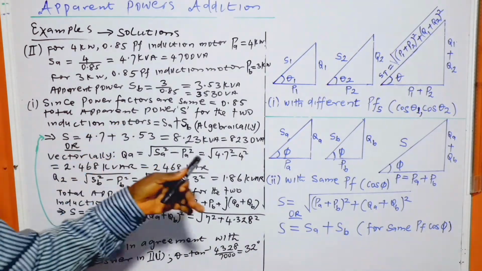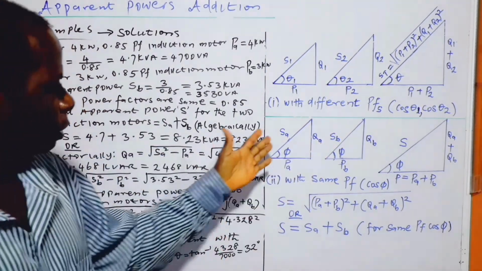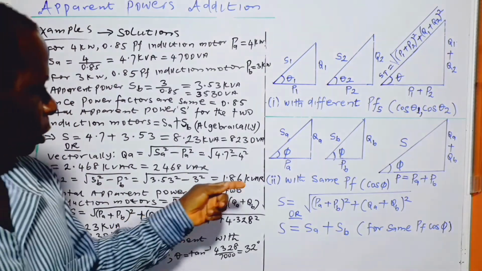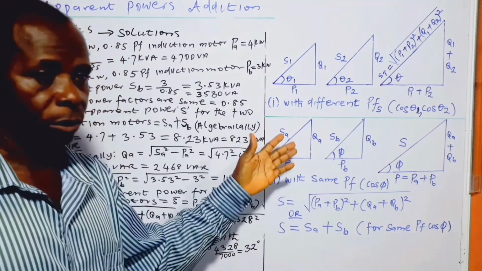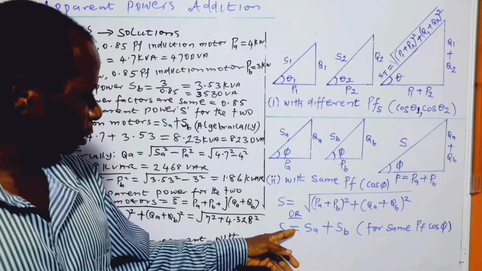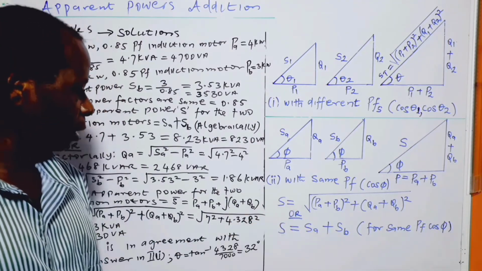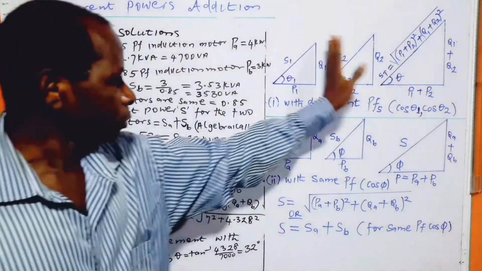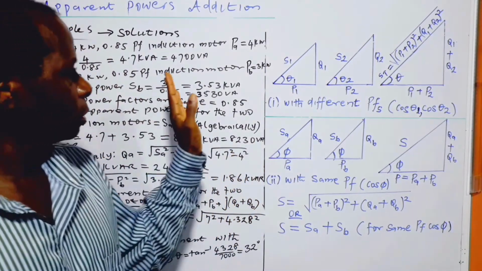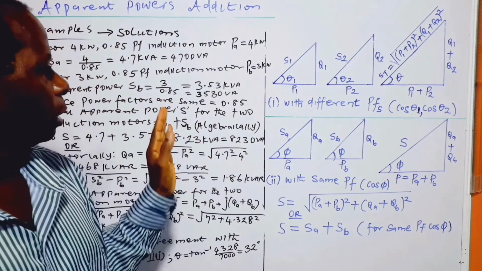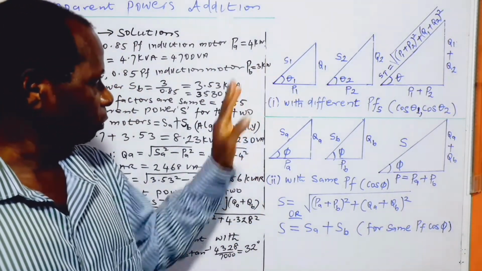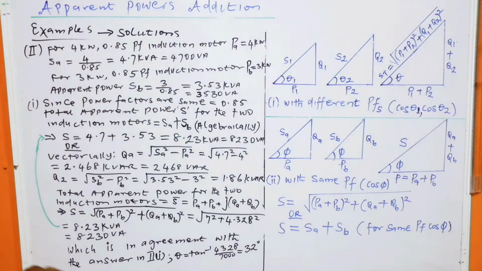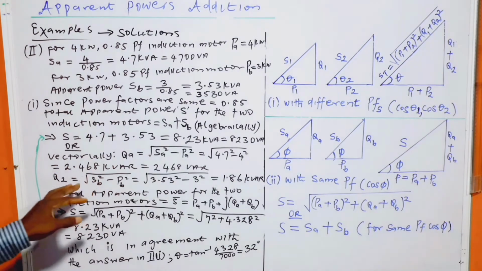Since I said that this is category 2, if the power factor is the same for all the induction motors or the inductive loads, the apparent powers can be added up algebraically. And this is what is here. Now, it can be added up algebraically, or it can also be added up vectorially, unlike in situation 1, where the power factors are different and the phase angles are different. So the addition can only be done vectorially. The algebraic sum will not hold for that one. But in this case, both vector addition and algebraic addition hold. So now we go to vectorial addition.